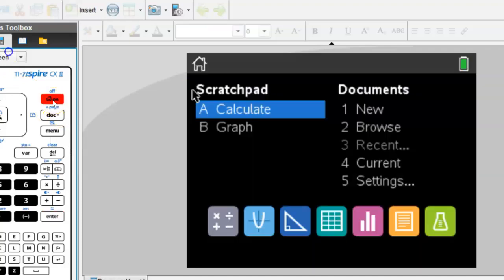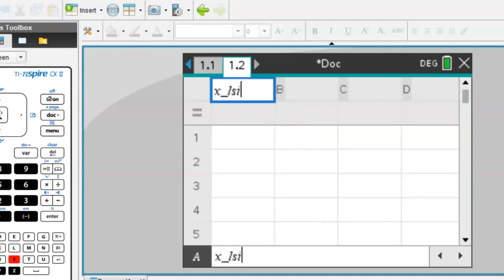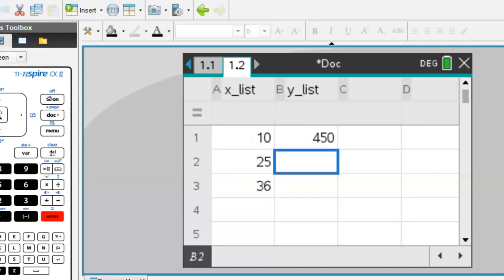Here's my GDC. I'm going to go to spreadsheets. This is going to be my, let's say, X list. And this is going to be my, let's say, Y list. And in my table I have, for my X's, 10, 25, 36. And on my Y list I have 450, 810, and 1200.